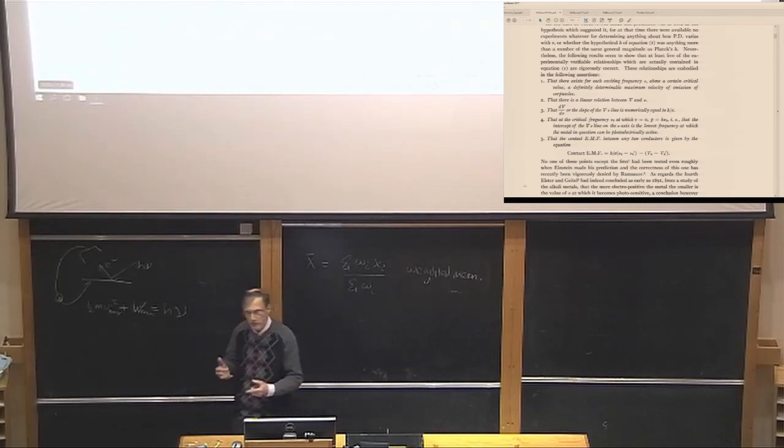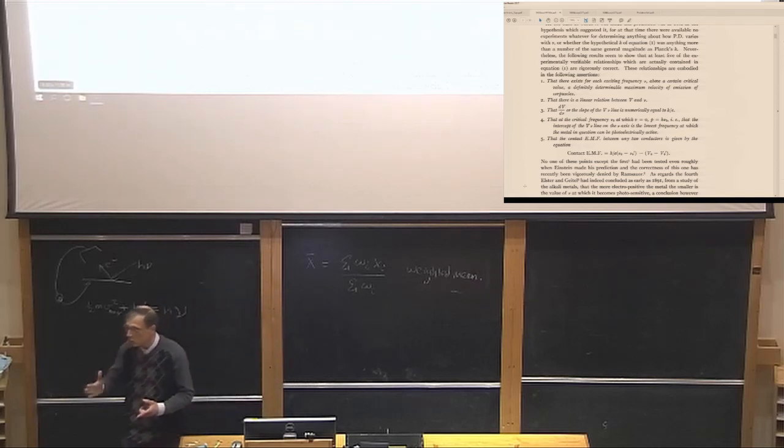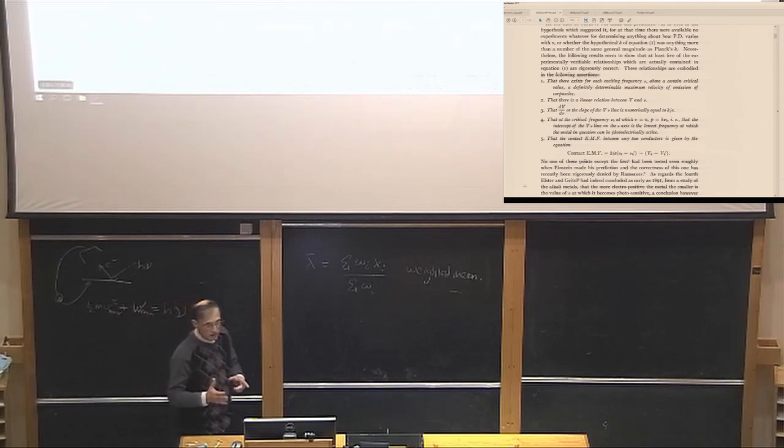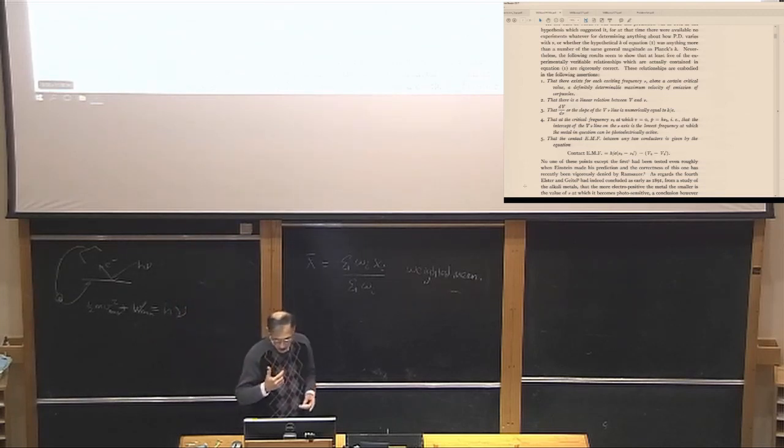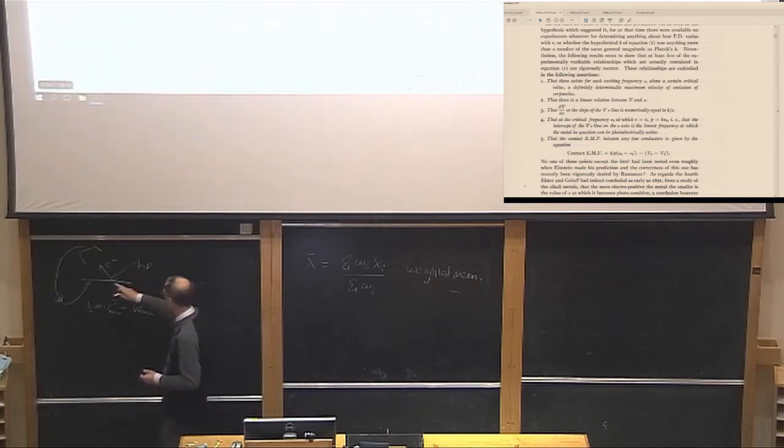So that maximum velocity means that there is a stopping potential at which there is no photocurrent. There's a linear relation between the stopping potential and the frequency. The slope of that is related to Planck's constant over the mass of the electron, and there's a minimum frequency of the radiation which is capable of ejecting electrons at all.